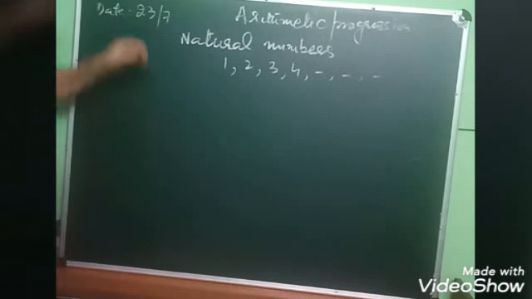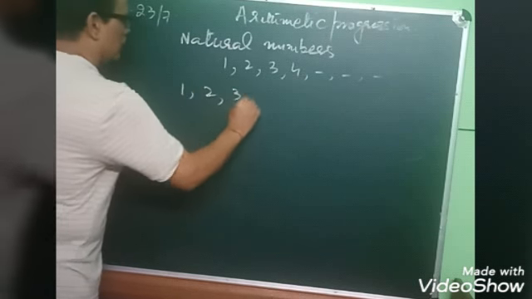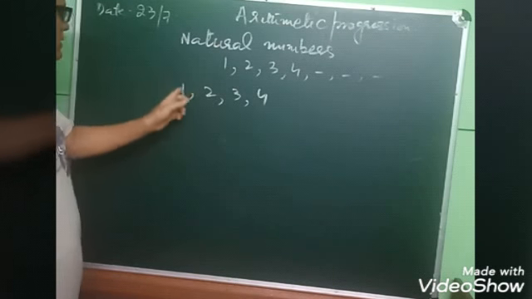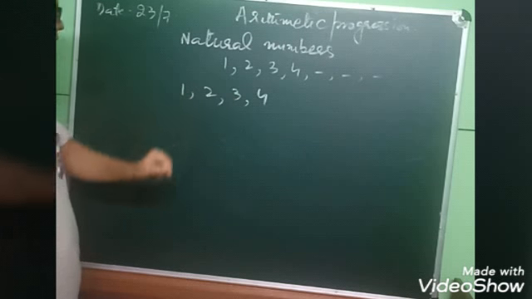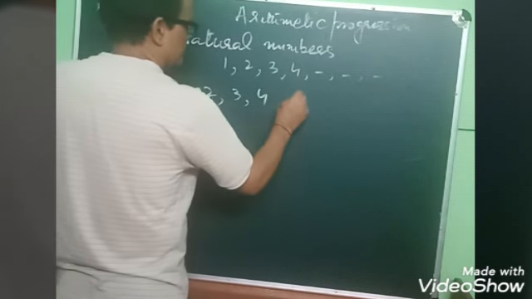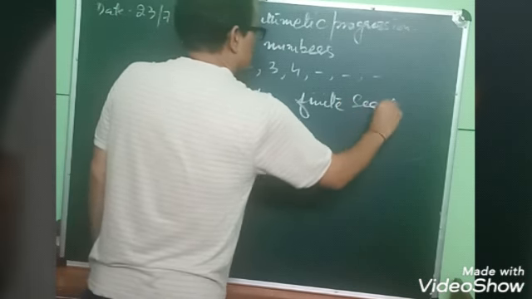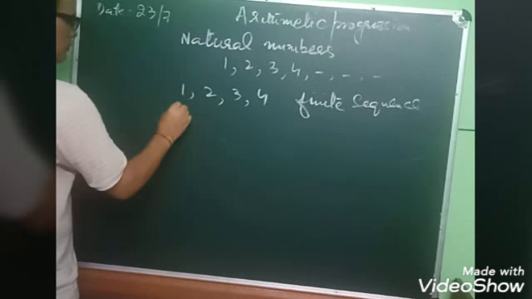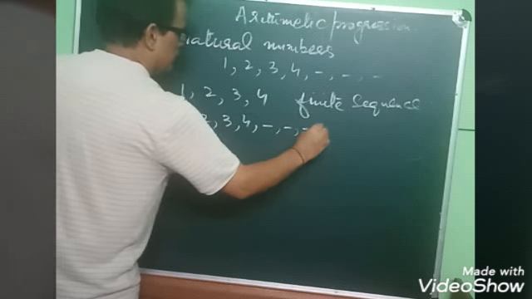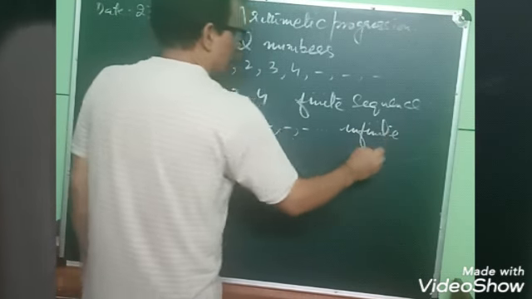Now we are having a series of different numbers. If we are having 1, 2, 3, 4 only, so 1, 2, 3 and 4. 2 minus 1 is 1, 3 minus 2 is 1, 4 minus 3 is 1. But beyond this nothing is there. So it is a finite sequence, F-I-N-I-T-E, finite sequence. Similarly, if we write 1, 2, 3, 4, dash, dash, and so on, so it is an infinite sequence.